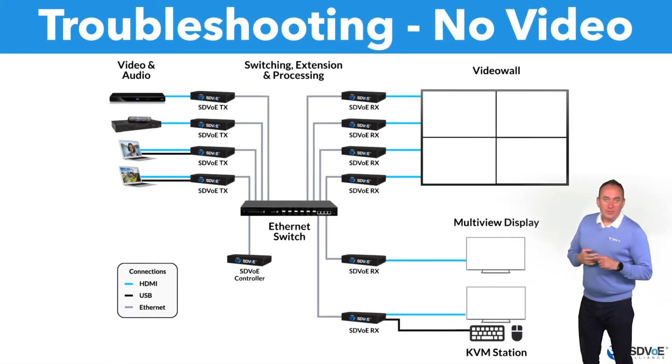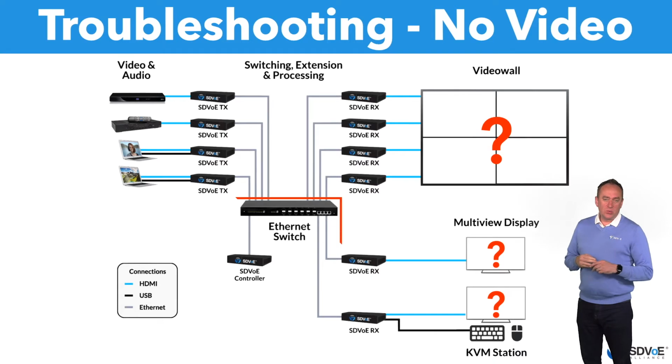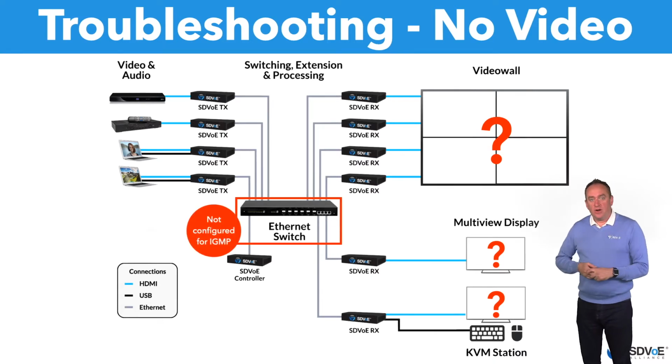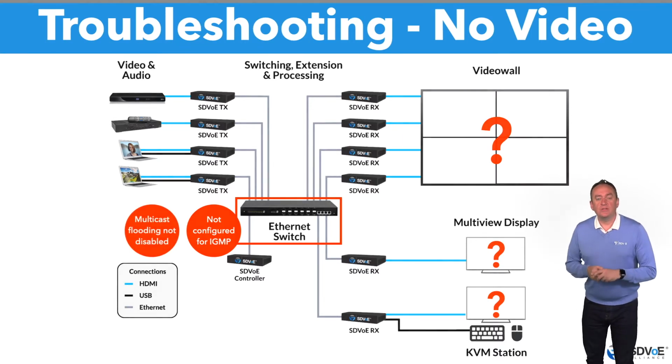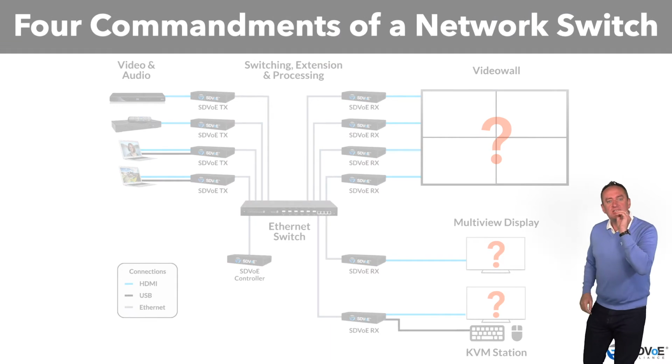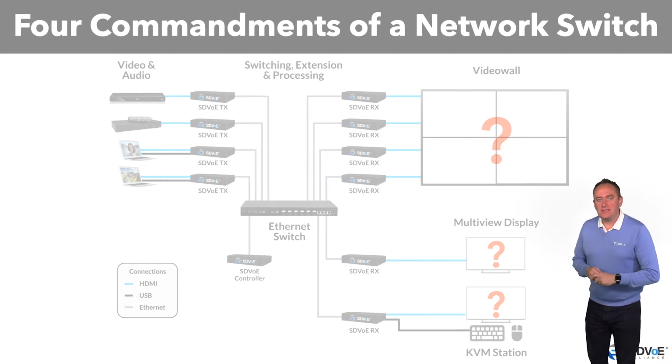Another possible problem is that no video is displayed. If none of the displays are working, it's highly likely your network switch has either not been configured for IGMP or you haven't disabled flooding, or both. It's time to introduce you to the 4 commandments, the 4 essential network switch rules required for any SDVoE system.